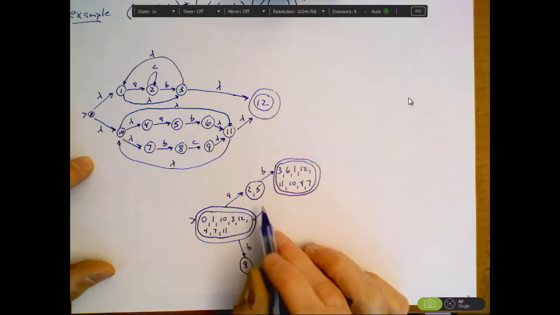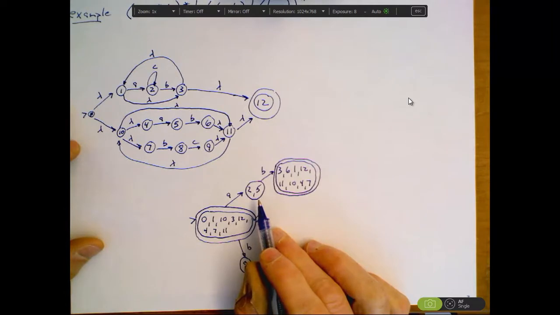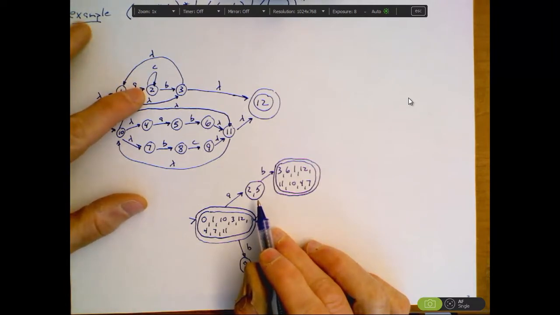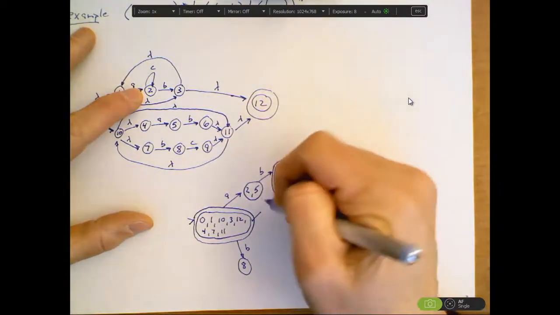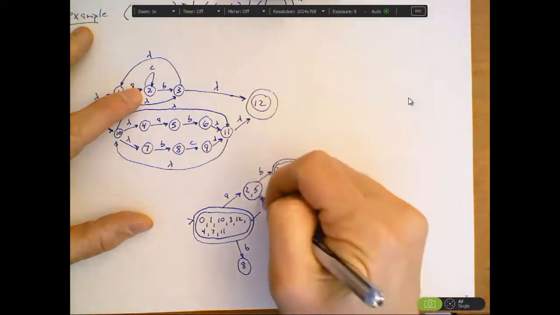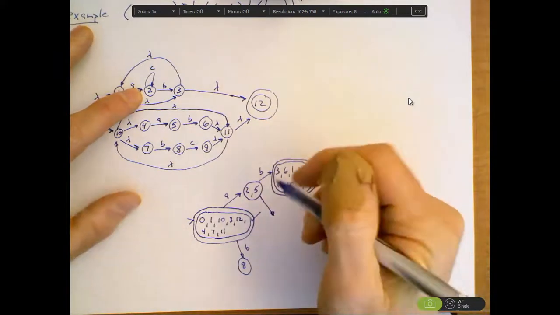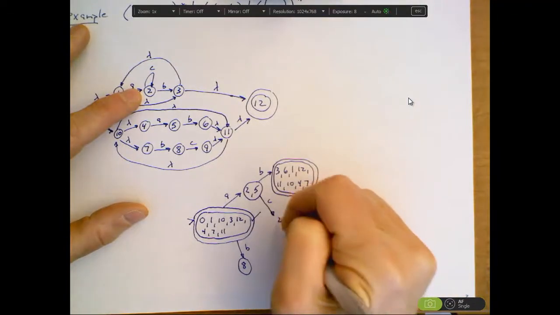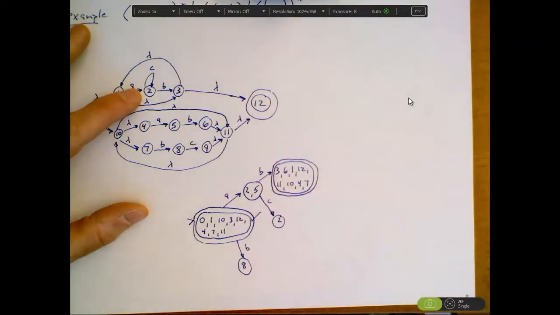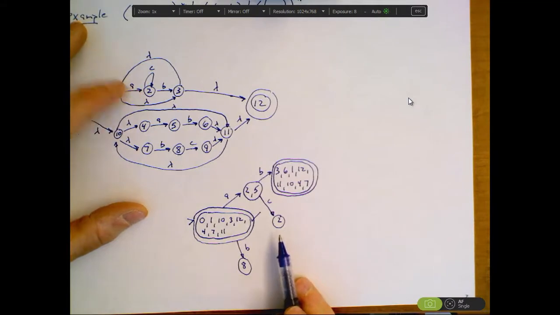Okay, but how about C out of 2 and 5? Well, I can go to 2. What about C from 5? Can't go anywhere. So again, I'm going to go to a new state. C is going to go to 2. Before I drew the circle around it, I should have done the lambda closure. Again, I'm going to luck out, though, because there's no lambda arcs out of 2. So in fact, that will be a state.